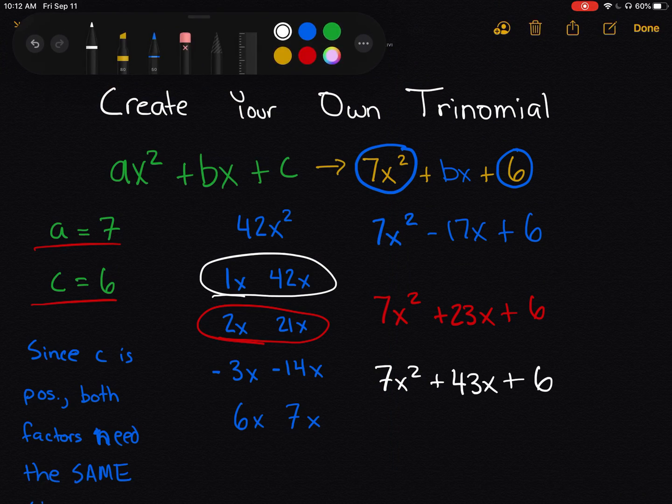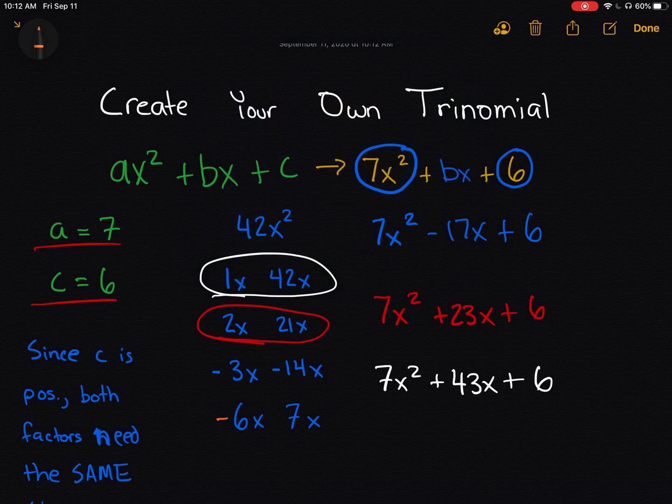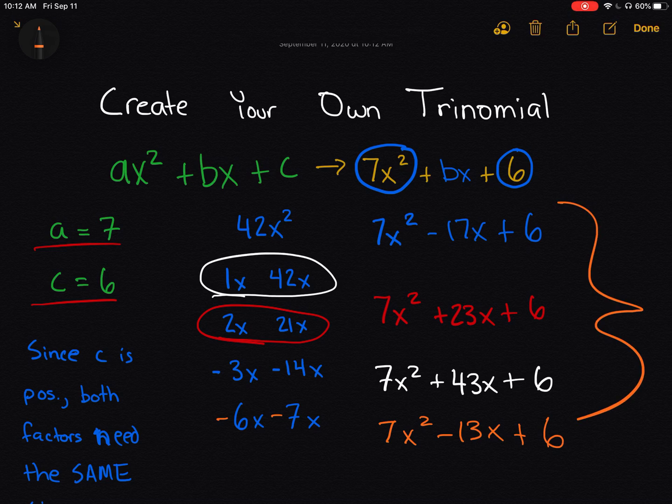The last thing we could do is combine the 6 and the 7. We'll write this one in orange. So say we choose these, but make them both negative. We could have 7x squared minus 13x plus 6. So one of these four trinomials is what comes up if a is 7 and c is 6. And the world is your oyster after that.